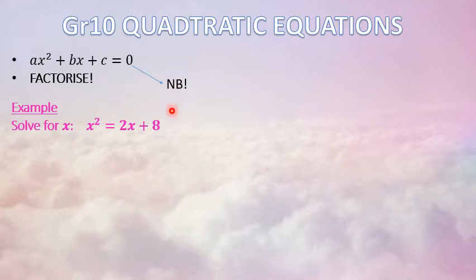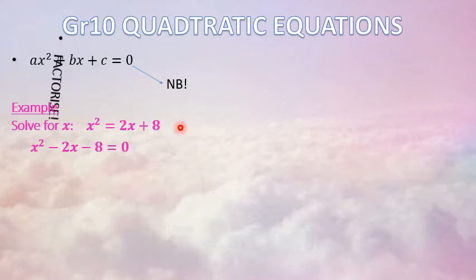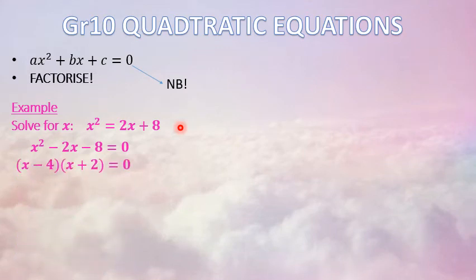Rightio. Let's jump straight into an example. Have a look at how we will aim to trick you. We're not going to give you this beautiful quadratic format up front. We're going to give it to you like this, and you must do some rearranging to get it into the correct format. So let's take our 2x and our positive 8 over, so that we get x squared minus 2x minus 8 equals 0. Woohoo! We're in the right format, so we can now factorize.